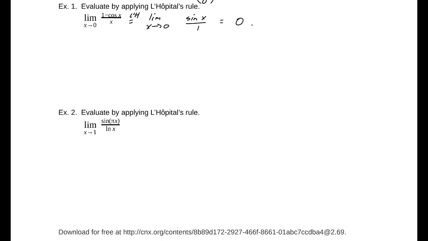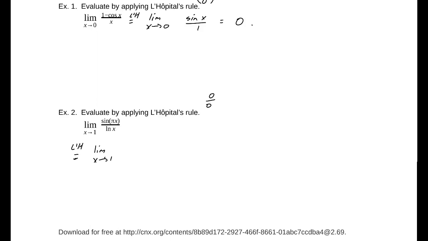All right, limit as x approaches 1 of sine of pi x over ln x. Well, as x approaches 1, natural log goes to 0. I just noticed that. Now here, sine of pi is 0, so this is actually approaching 0 as well. So let's go ahead and use L'Hopital's rule.